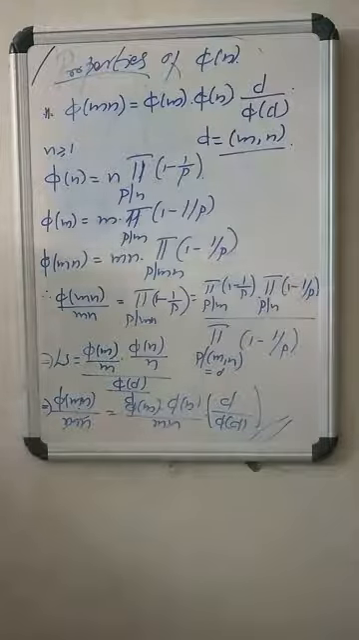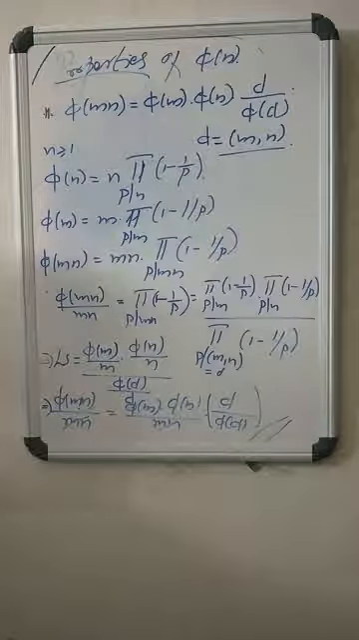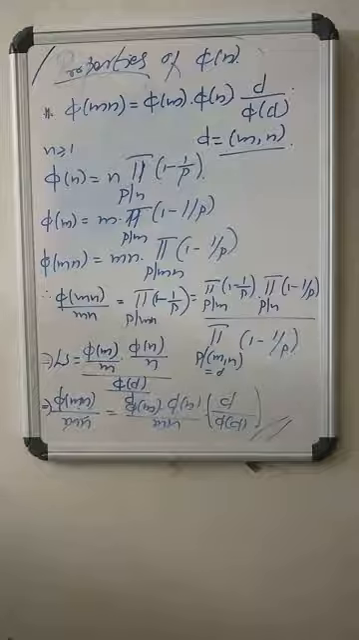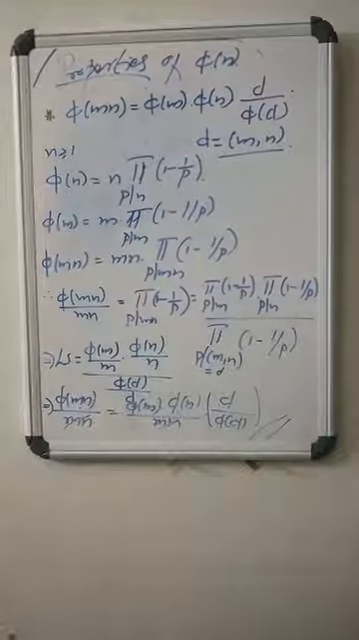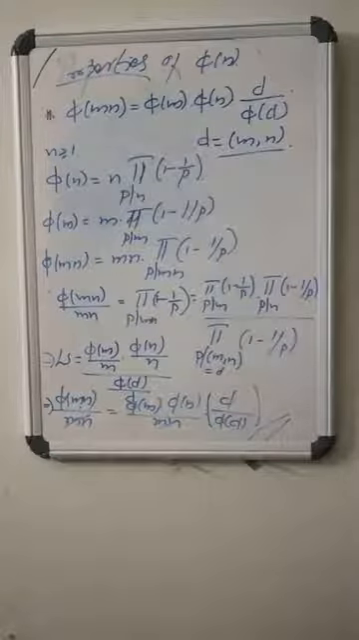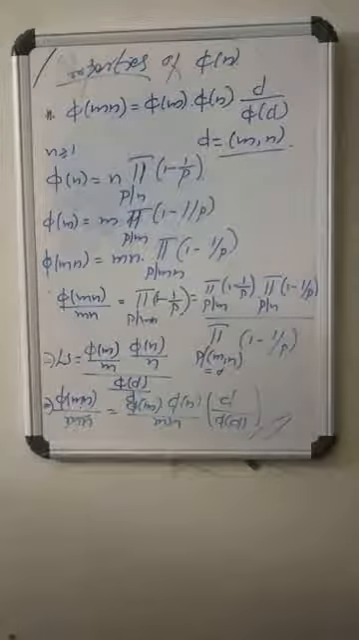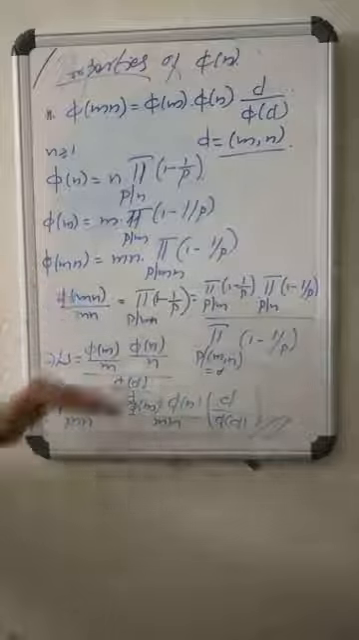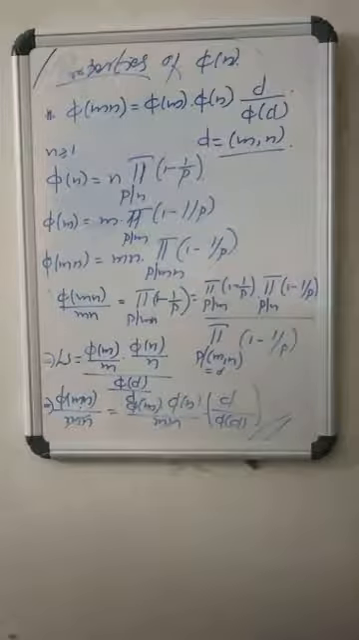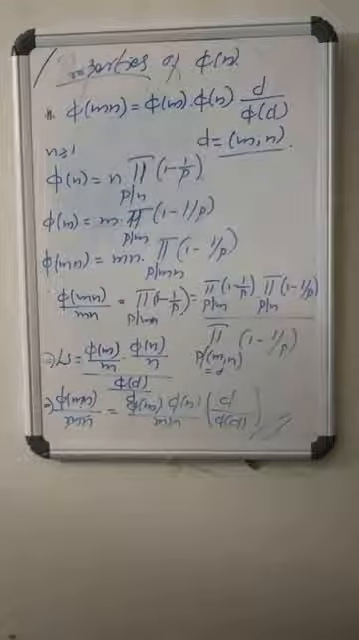So for any m and n, we have phi of mn equals phi of m into phi of n into d by phi of d, where d is the greatest common divisor of m and n. So this proof is done; it follows strictly from the product formula. Phi of n equals n into the product of (1 minus 1 by p). Okay. Right.